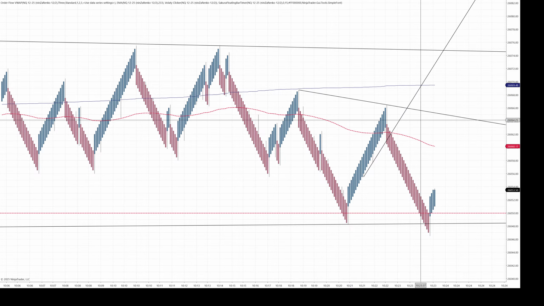You multiply that number by 20. One mini contract is worth $20 per point. So 7 points would be $140 risk, and 8 points would be $160 profit.